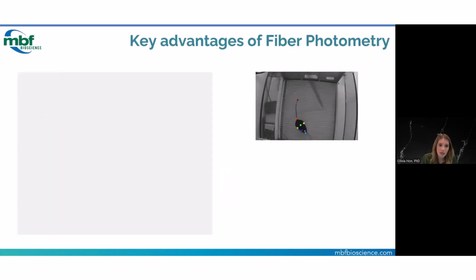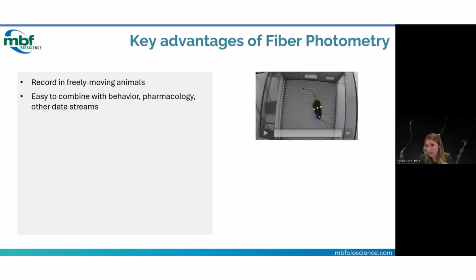There are a few key advantages of fiber photometry over other neuroimaging techniques, namely being able to record in freely moving animals. Unlike something like two-photon imaging, you don't have to head fix your animals, which makes it really easy to combine with behavior and other data streams. Almost always photometry is done with some other data stream, usually behavior, but you can also combine it with, say, in vivo ephys, pharmacology, optogenetics, and things like that. With FP, you can get cell type specificity, and you can also get concentrations of specific neurotransmitters using these specialized sensors.